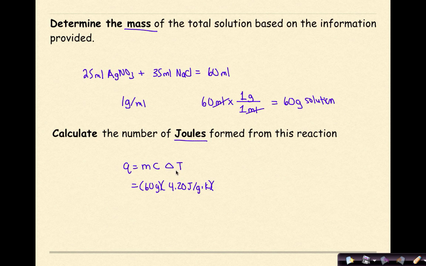They don't give me a temperature initial and temperature final. They just tell me the temperature change of the solution. So my delta T is going to be 1.3 Kelvin. Therefore, 60 times 4.2 times 1.3 will give me 327.6 roughly joules of energy formed from this reaction. And that's a little overview of a lot of the thermochemistry that we did at the beginning of the year.